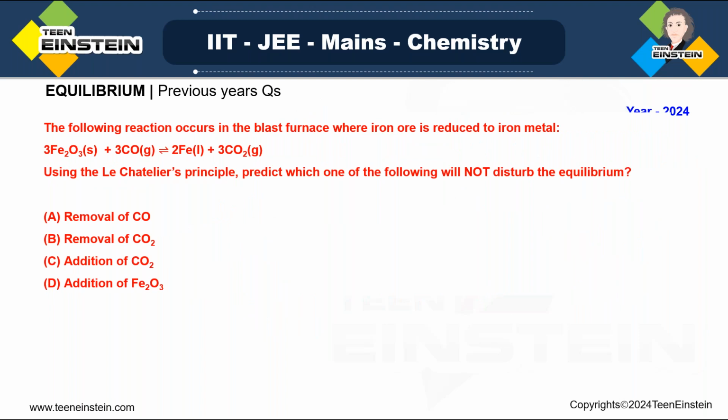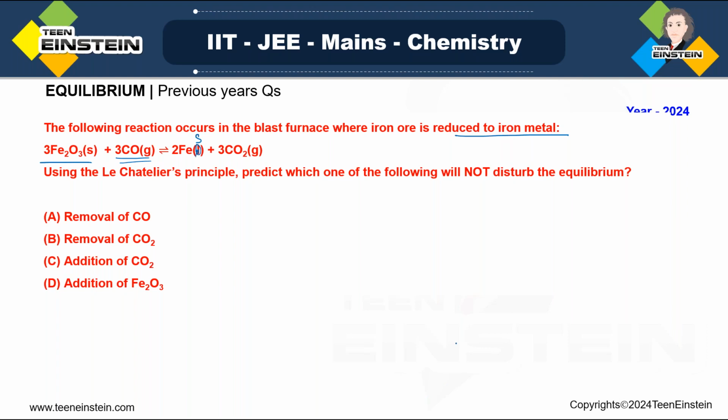The following reaction occurs in the blast furnace where iron ore is reduced to iron metal. So this is the iron ore. Reducing agent is carbon monoxide. We are getting iron, sorry, it will be S, solid state, and we are getting carbon dioxide. So this is the equation given. Using Le Chatelier principle, predict which one of the following will not disturb the equilibrium, right?